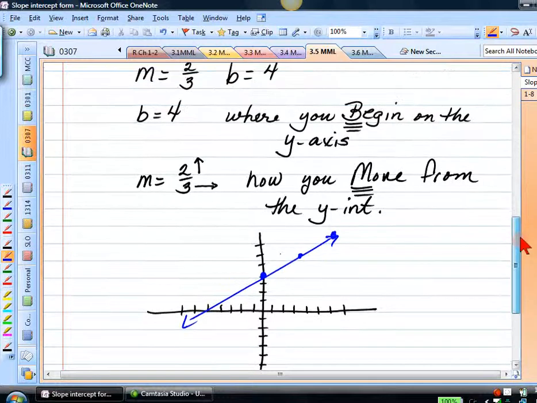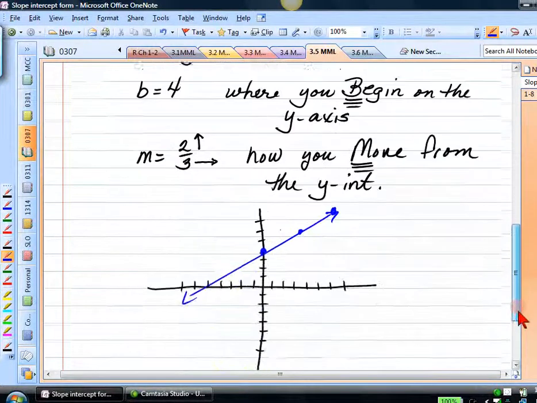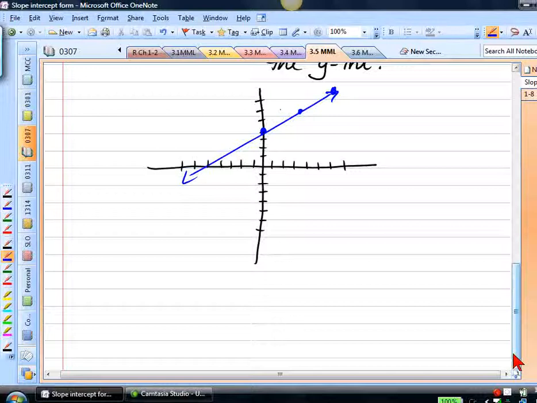So, little recap. If you get the equation of a line in slope-intercept form, begin with B by putting a point on the y-axis, look at your rise and run, and move with those instructions to find a second point. Let's practice again. Let's look at another example, and then we'll go to the notes.